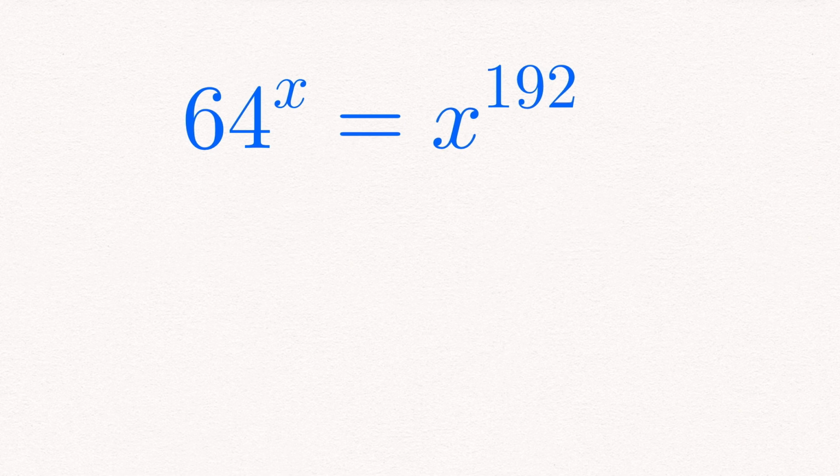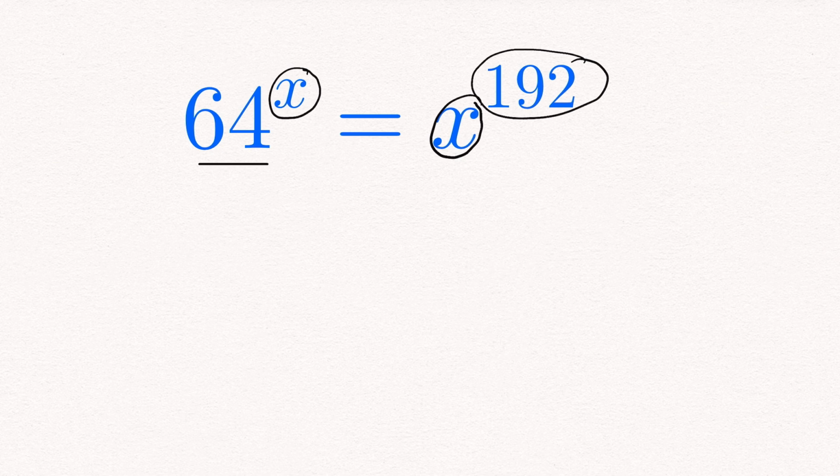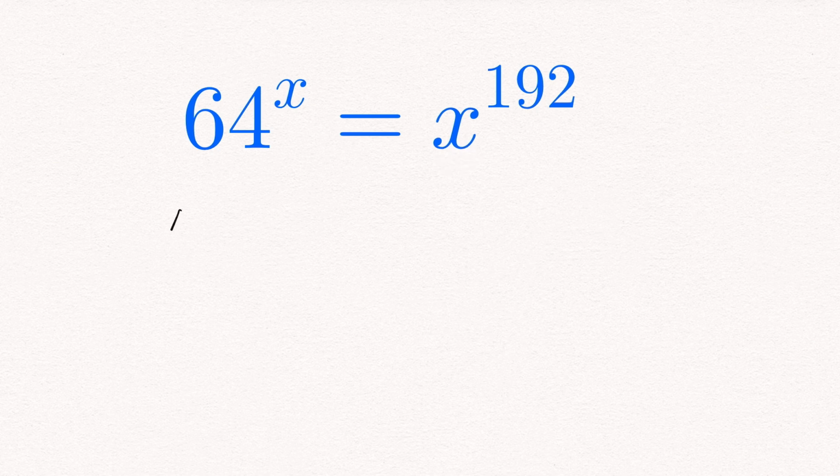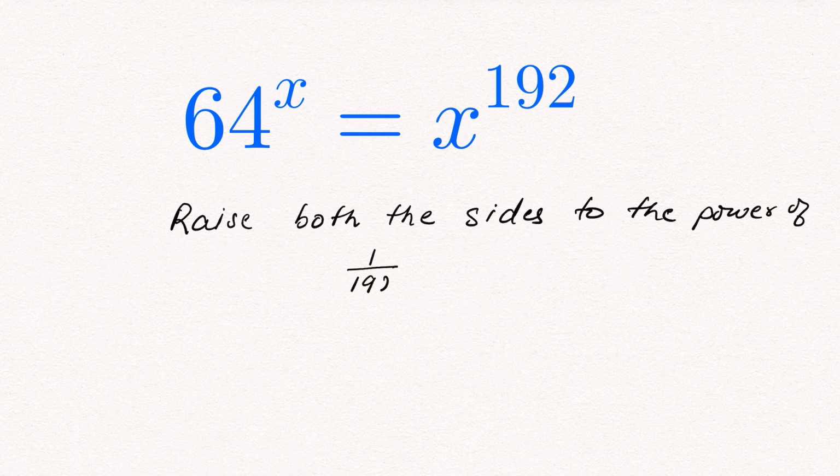We can use two methods to solve it. Let's do it with the easiest one. Now, here we have a number as a base and a variable as an exponent, while on the right hand side we have a variable as the base and a number as an exponent. So we want to keep variables on one side and numbers on one side so that we can find the value of the variable x. For that, let's raise both the sides to the power of 1 upon 192x.